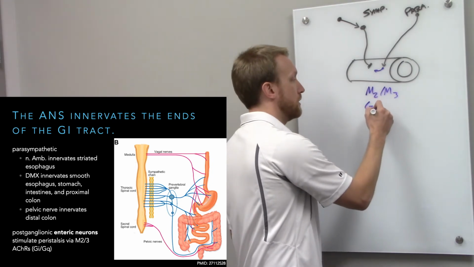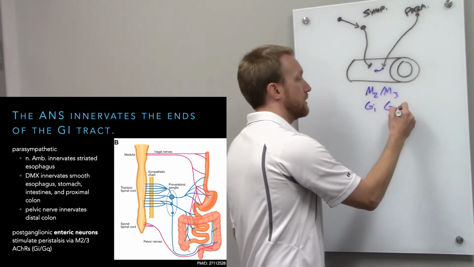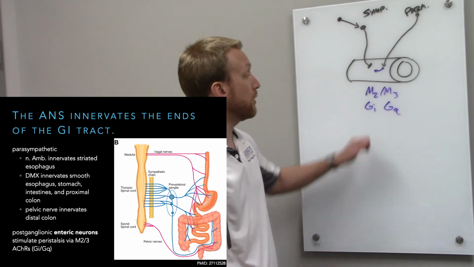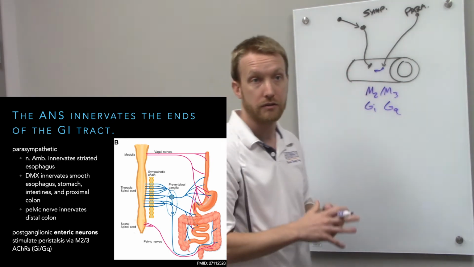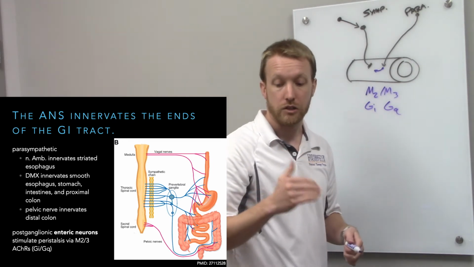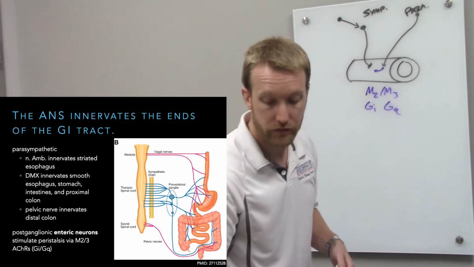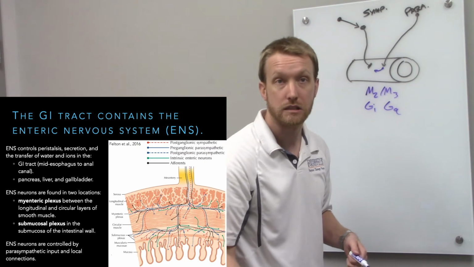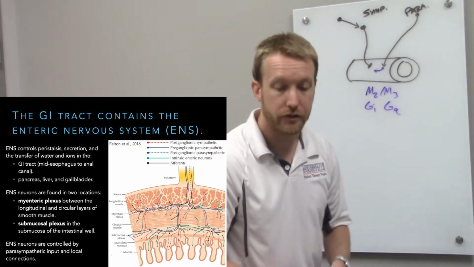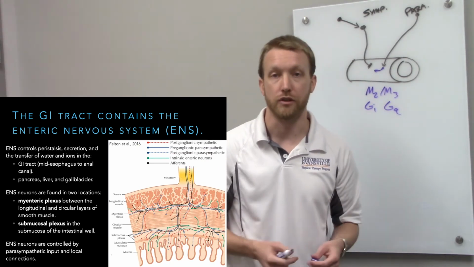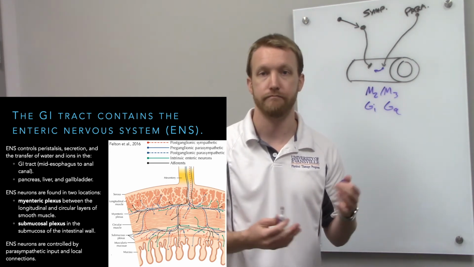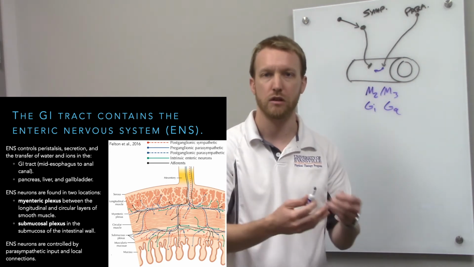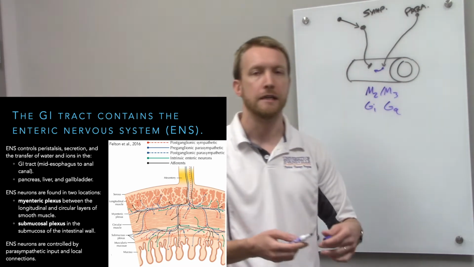M2, still Gi, M3, Gq. Both of these stimulate smooth muscle. So we stimulate peristalsis. Now the targets live in a couple different places. The GI tract contains its own local nervous system that has at least as many neurons as the spinal cord, if maybe 3 times more. So 200 to 600 million, something like that.